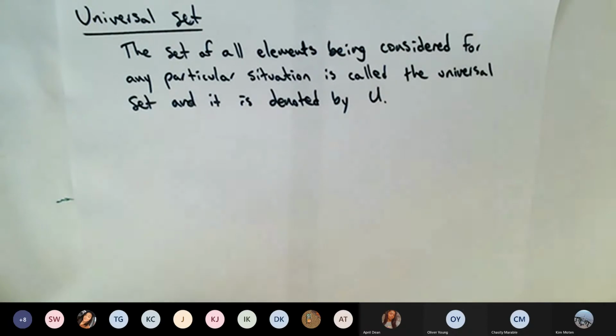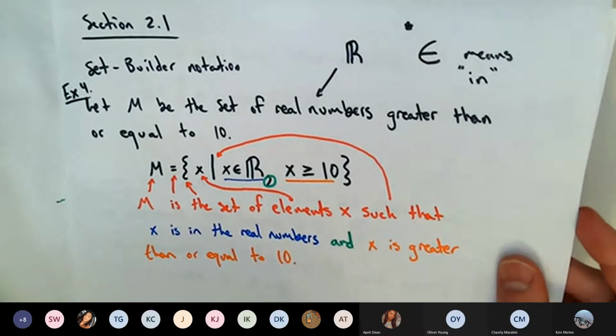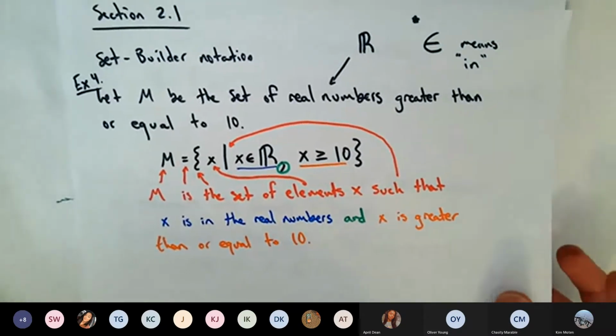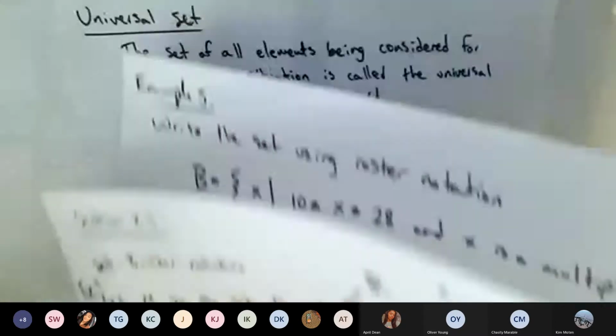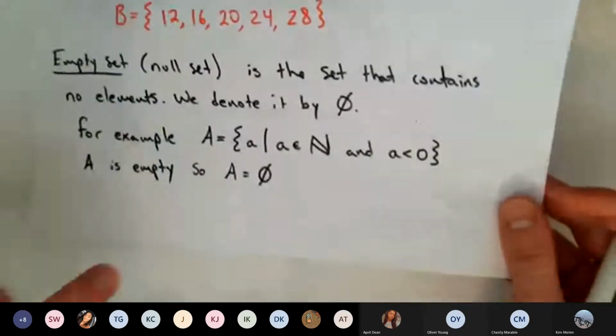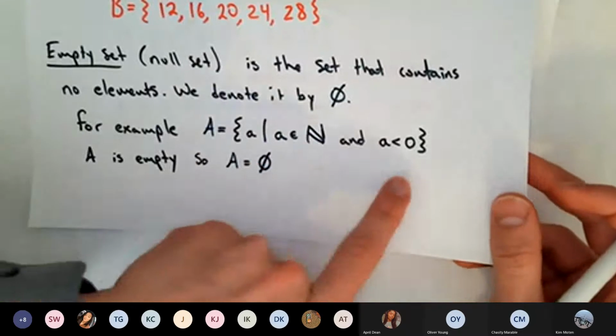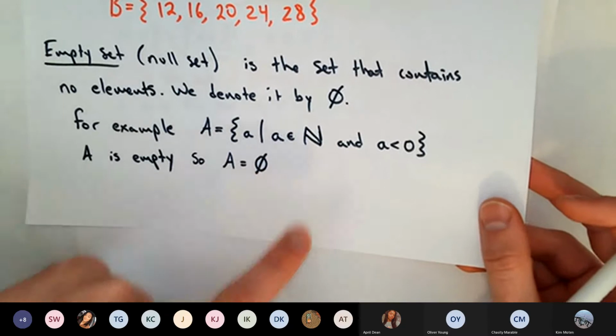So what is the universal set? Well, it depends on the context of the problem. So let's see if I've done any examples. For instance, with the example 4 I did earlier, with M being the set of real numbers greater than or equal to 10, the universal set probably would be the real numbers, the set that M is living inside. Whereas for this example I gave of an empty set, a special construction to build an empty set, it's up in the air whether it is the natural numbers or not.